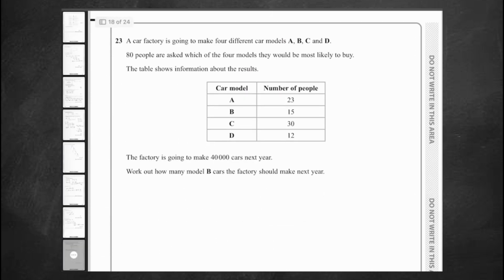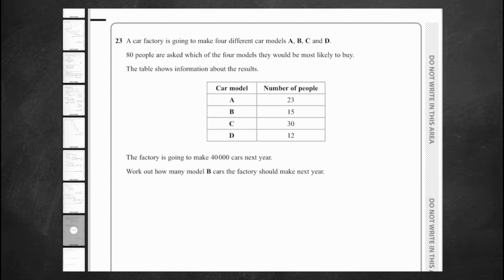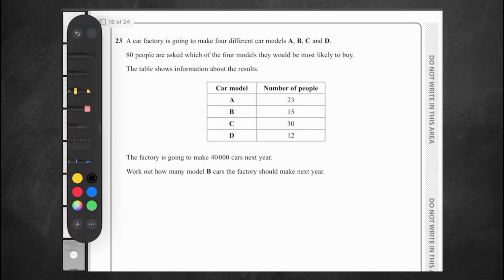Question 23. A car factory is going to make 4 different car models, A, B, C, and D. 80 people are asked which of the 4 models they will be most likely to buy. The table shows the results. The factory is going to make 40,000 cars next year. Work out how many Model B cars the factory should make. So, table is 80 people.